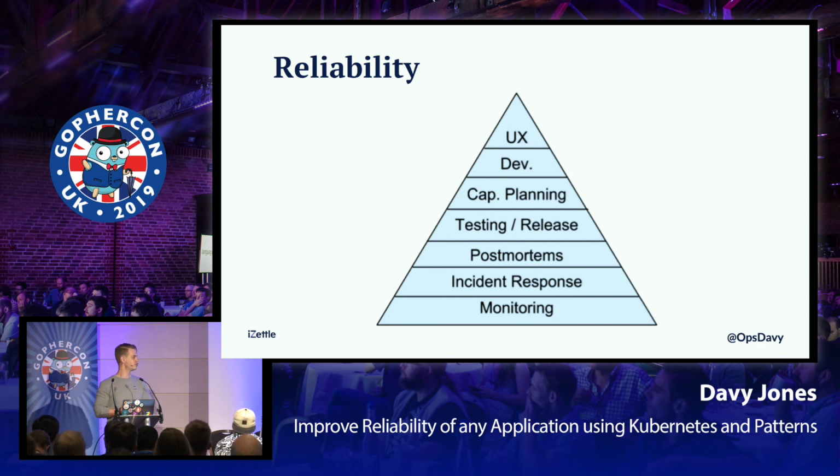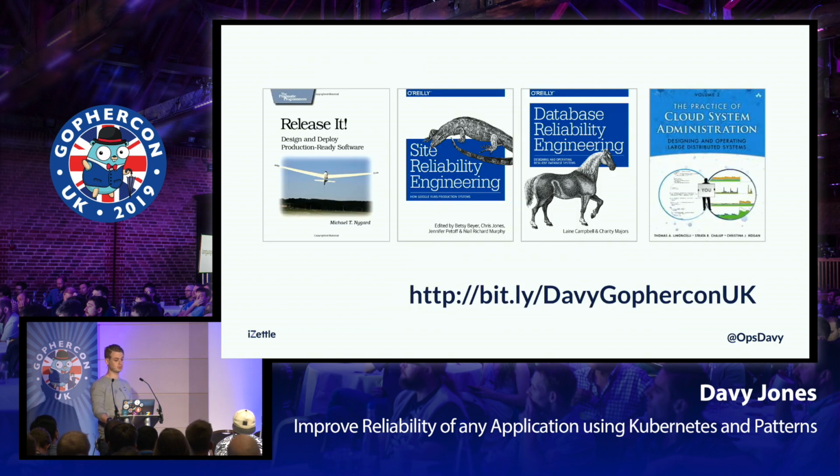And so to be able to have a service level objective, we need to have monitoring in there so that we can alert on those things. And then when we do get an alert, we need to have good, mature incident response practices and then post-mortems to learn from everything. And those three bottom layers are incredibly important.